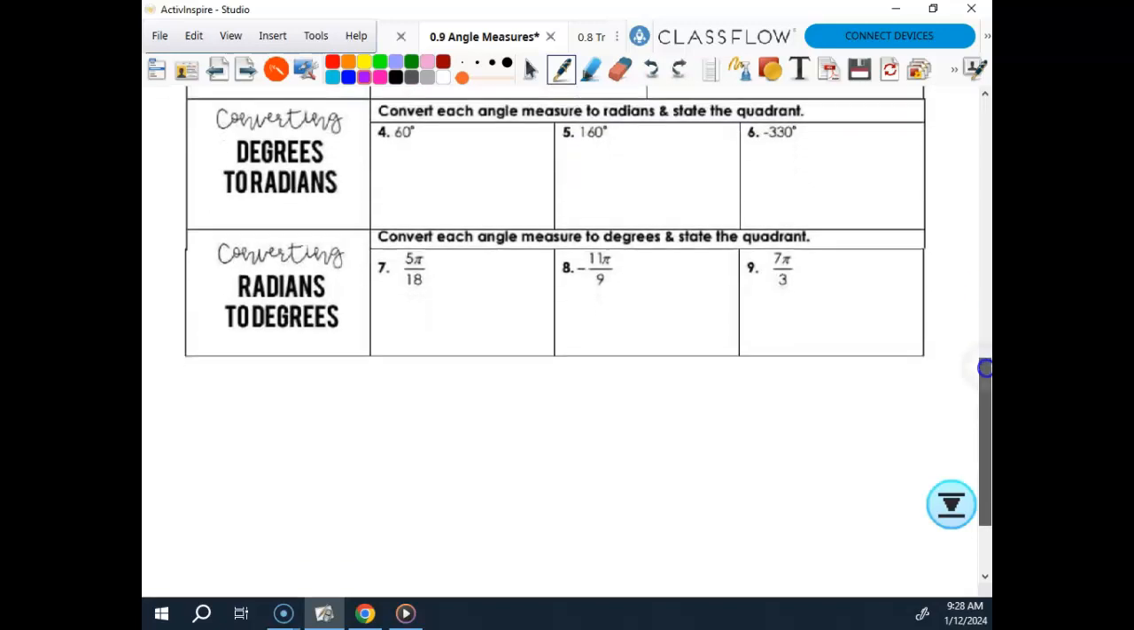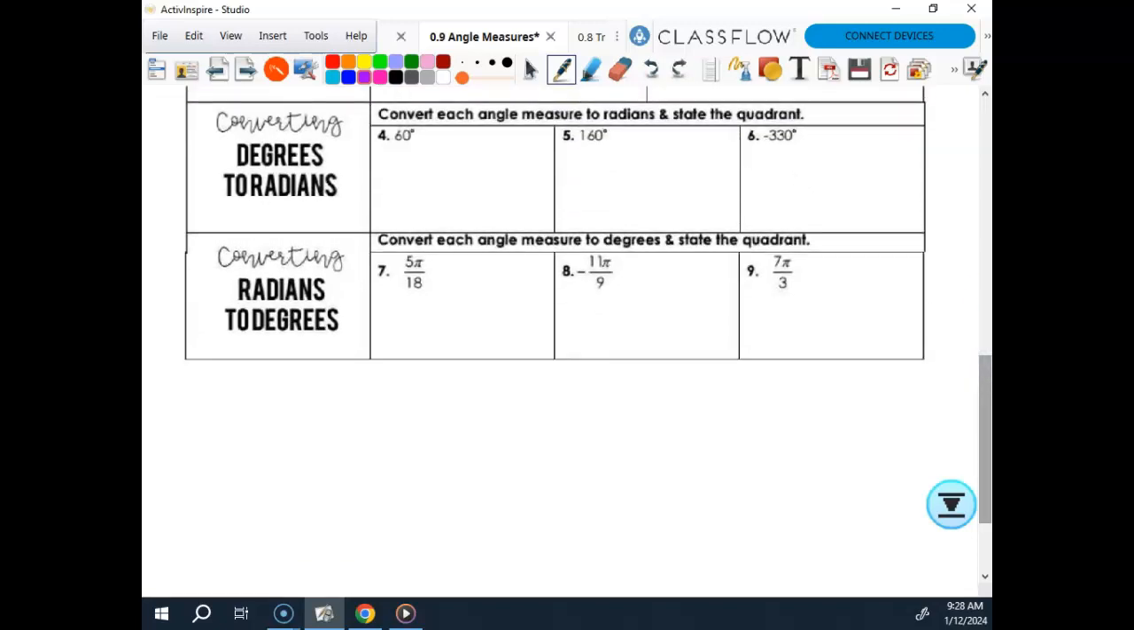All right, so let's look at how to convert these. And it says to state which quadrants. So let's look at our quadrants. So 60 degrees, which quadrant is that in? The first. Okay, so we are in quadrant 1.